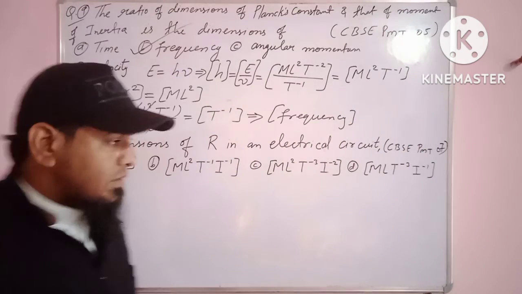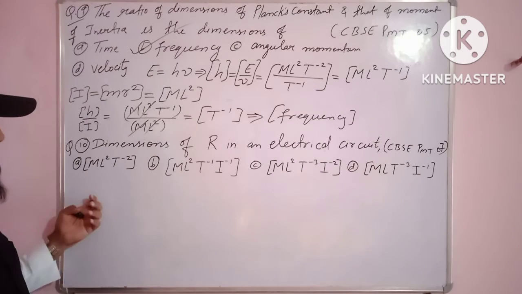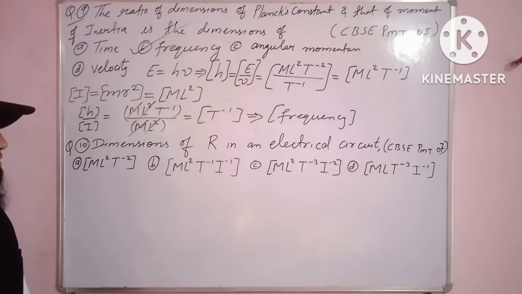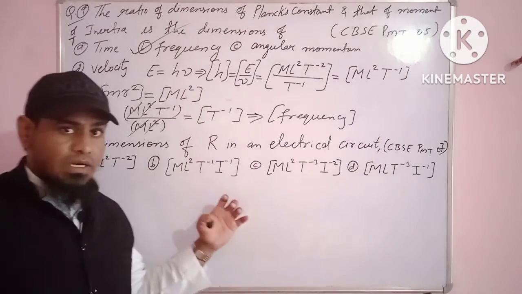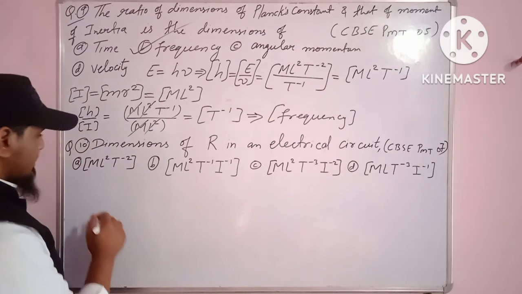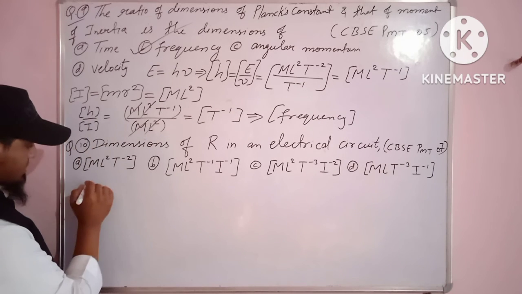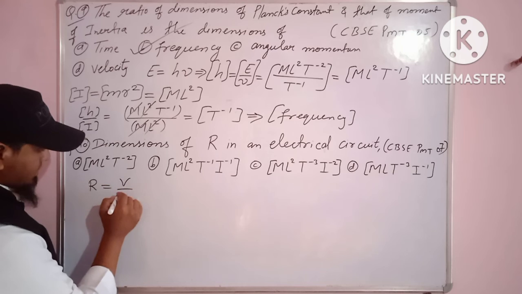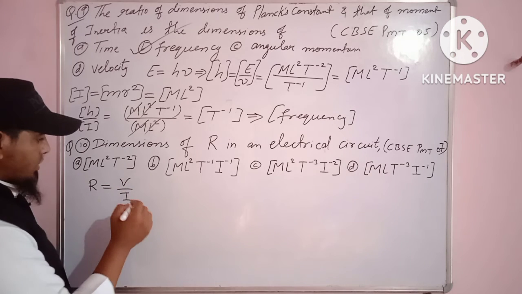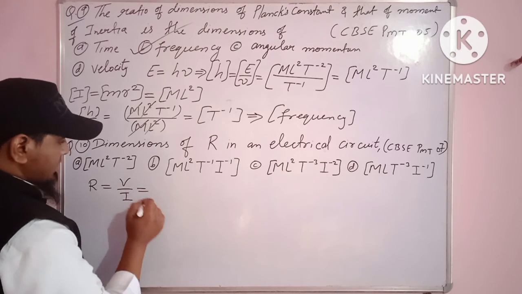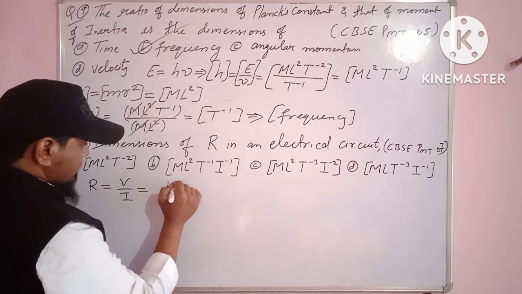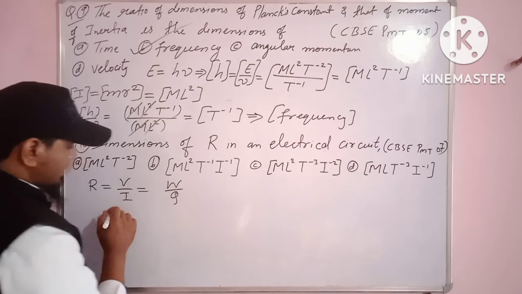Then the next question: dimensions of R in the electrical circuit. R is resistance, and we know from Ohm's law that V is equal to R into I. Therefore R is equal to V upon I. I is the current, V is the voltage or potential difference, and we know that it is work done per unit charge.